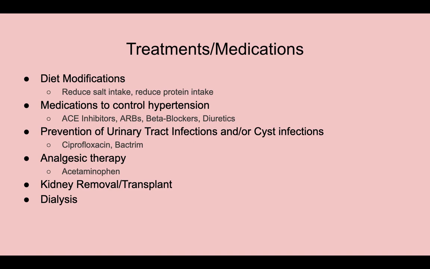Previously, I also mentioned that they're going to have severe flank and back pain, so you're going to try to treat this with acetaminophen as analgesic therapy. And then late in the disease, they're most likely going to require a kidney removal and or transplant, and then dialysis when it gets into end-stage renal disease.